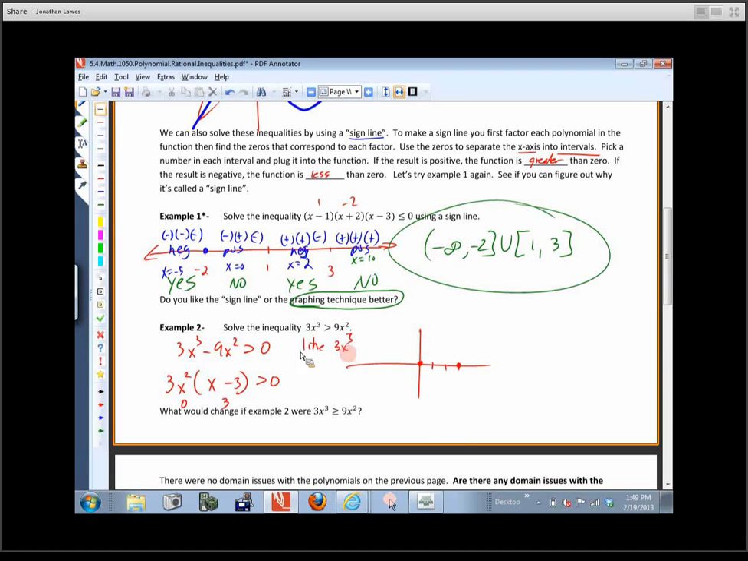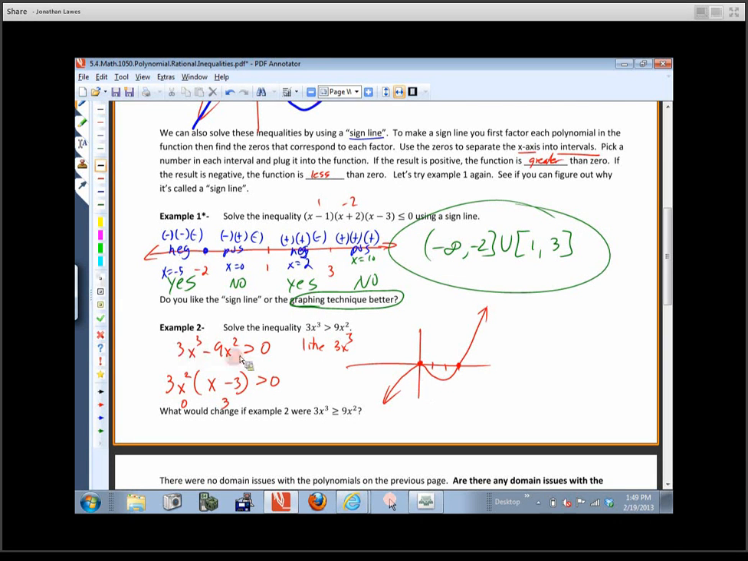What does it look like? 3x to the third, but really x to the third is the big deal. Does it start up here or down here? Starts down here. Now, when it gets to 0, does it cross through or does it touch? Touches. And when it gets to 3, cross through or touch? Cross through. So this is what it looks like, right?